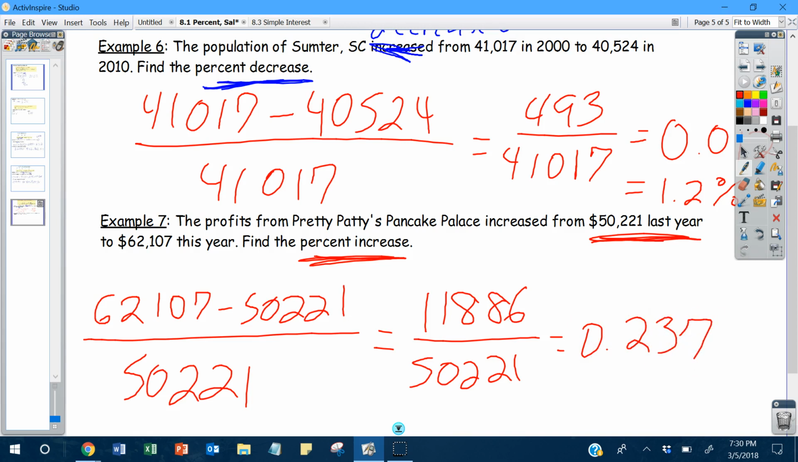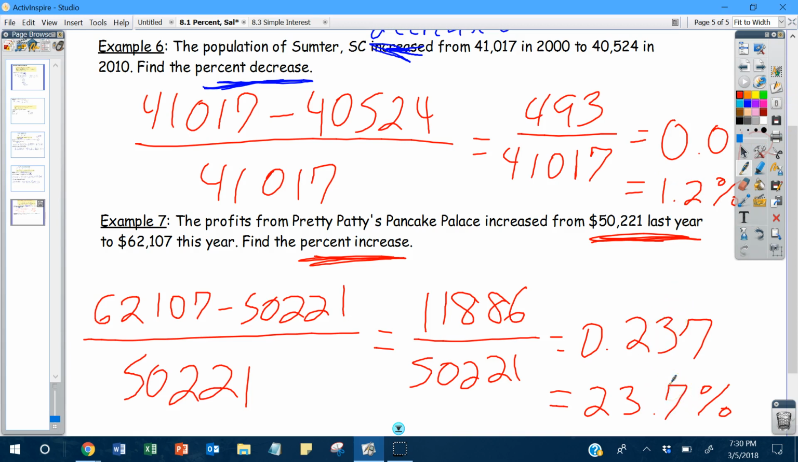If I just round it like that, which is 23.7%. So there's my percent increase. Now remember, note that when I finished these problems, I ended up with decimals, which is reasonable. You change those decimals to percent, and now you have some meaningful answer, 23.7% increase.